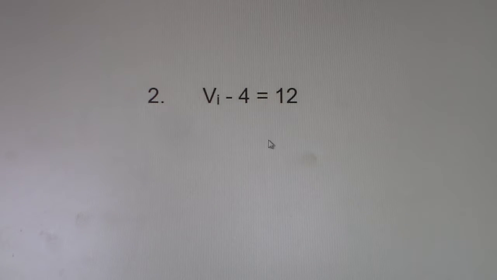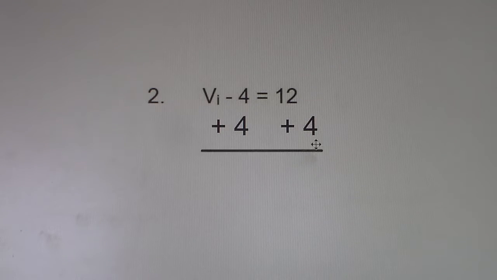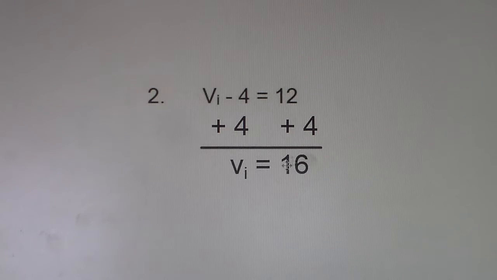Number two, the initial velocity minus 4 equals 12. Well, we add 4 to both sides. The minus 4 and plus 4 cancel out, so you get the initial velocity is equal to 16.